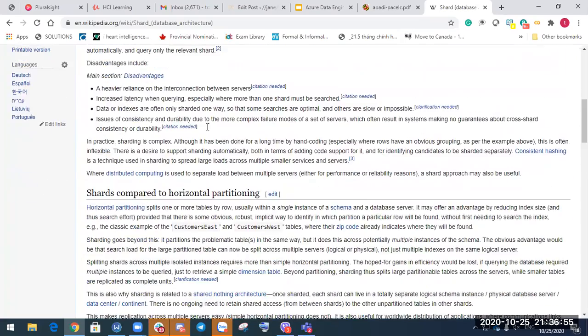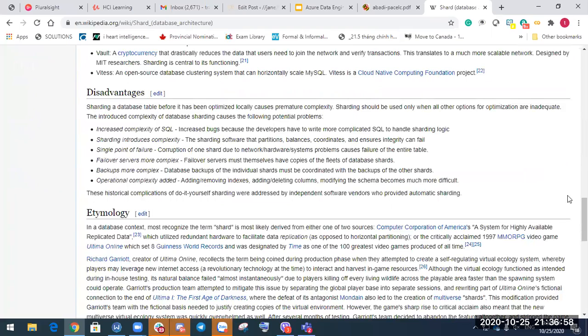Let me see some disadvantages. Yes, you need to be aware of the disadvantages in order to optimize it. I'll get it from Azure. But remember, you can see a lot of this is very similar to the partitioning disadvantages. For example, increased complexity of SQL, a single point of failure, and servers being more complex. All of this, please remember by heart, because this will be asked over and over again in our test.